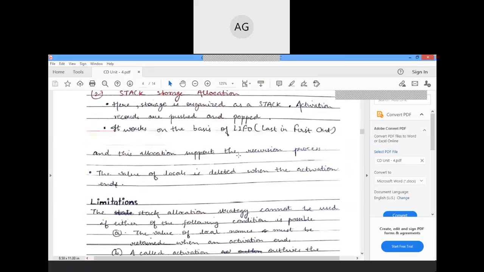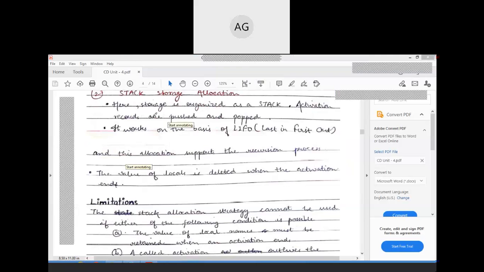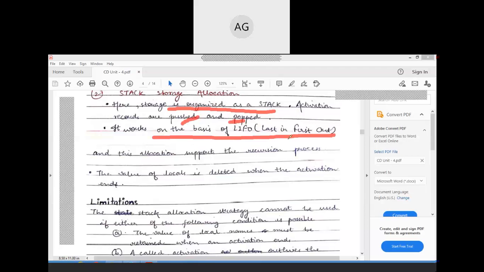Now the second storage allocation is stack storage allocation. In stack storage allocation, the storage is organized as a stack. So activation records are pushed and popped. As you know, there are two operations of stack, the push and the pop operation. It works on the basis of the LIFO property, meaning last in first out, and this allocation supports the recursive procedure.